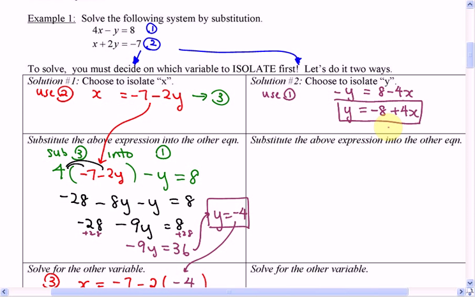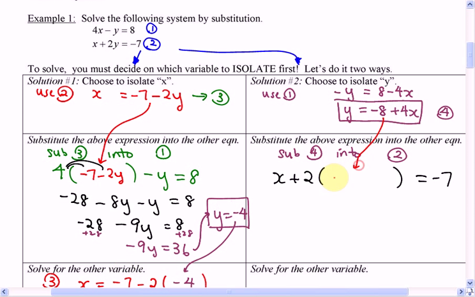Once again, you're going to have to substitute this. I'm going to call this equation number 4. So let's substitute equation number 4 into the other equation that we haven't used. And since we used 1, the one we haven't used is 2. So x plus 2, and in this case, wherever I see y, I put that big bracket in, because that gets replaced with negative 8 plus 4x. Okay, go ahead now and distribute and simplify.